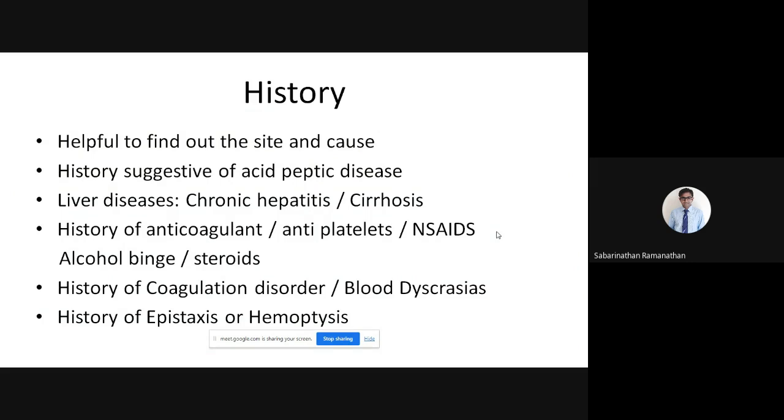From the patient's history, we can identify the site and also the cause of the bleeding if we elicit an adequate history. We can differentiate whether it is related to peptic ulcer disease or chronic hepatitis, cirrhosis, and history of anticoagulants, antiplatelets, NSAIDs, alcohol binge, steroid intake. All these factors are very important in dealing with patients with upper GI bleed. So we can find out the particular etiology, and the history of coagulation disorder, blood dyscrasia, and we should elicit the history of epistaxis or hemoptysis also.